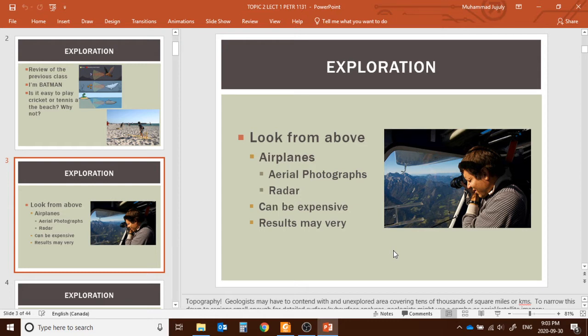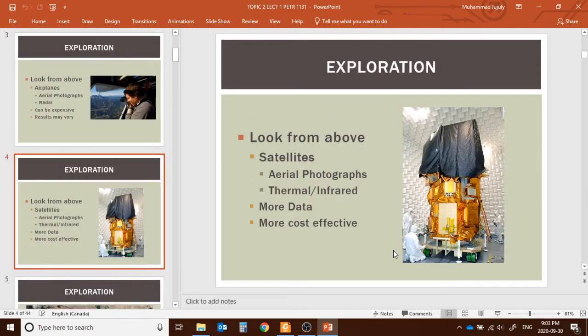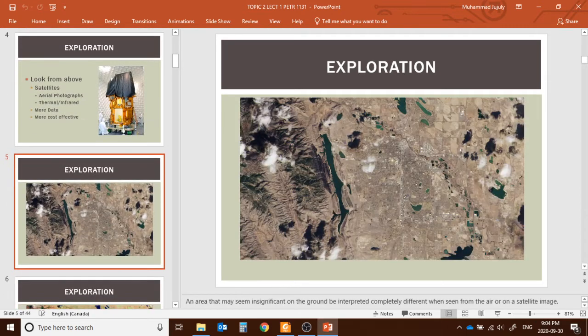But sometimes these aerial photographs are not enough, so what we do is take photographs from the satellites. Why? Because satellites can gather more data and different types of data. For instance, they can give us the thermal data also. So not only the visible picture, if it gives us thermal or infrared pictures, then we can get more idea what types of rock formation could be in there. And it would of course be more cost effective too.